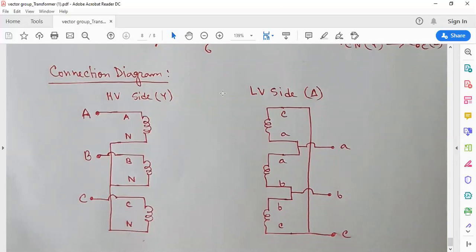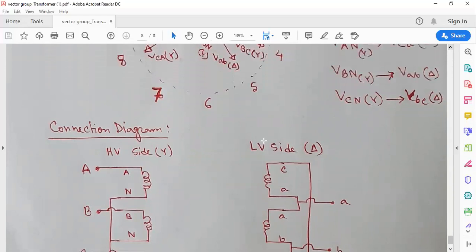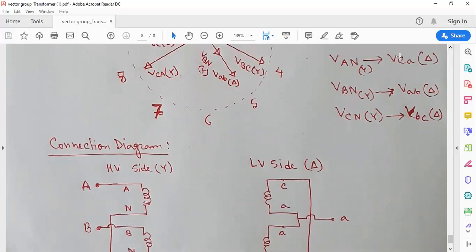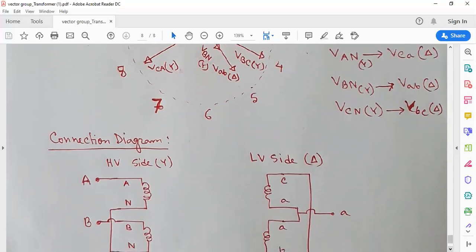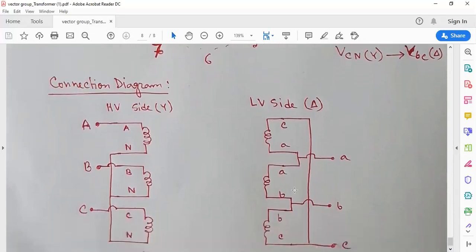Now, from the vector diagram, we see that VAN is related to VCA on the delta side. So we have to write CA here. VBN is related to VAB. We have to write AB here. Then VCN is related to VBC. We have to write it here.